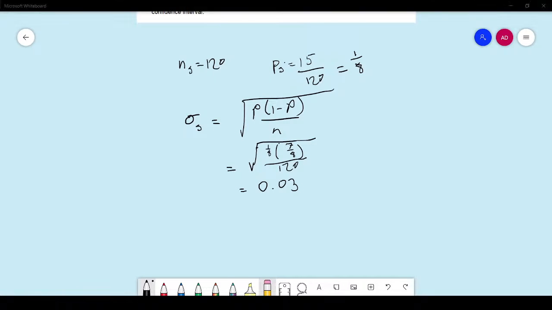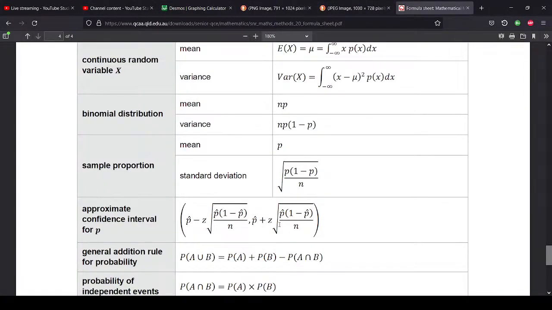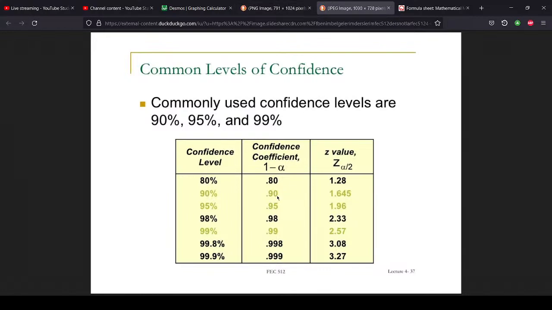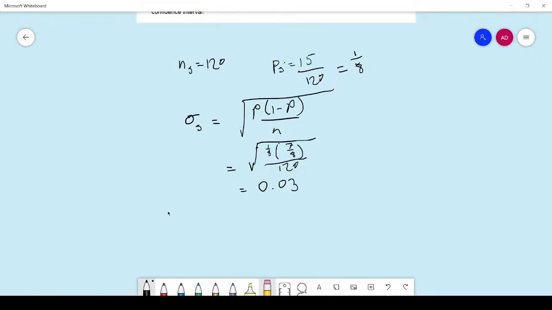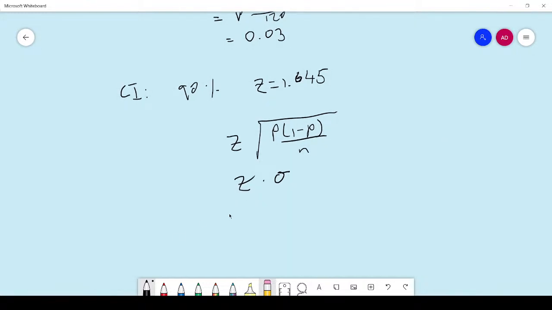Next part, because what we're working towards is this, I'll show you now, this formula here, the confidence interval. So we've just found this part, so now we just need this part here. In this case, the 90% confidence interval is 1.645. Right, so as it stands, for the confidence interval of 90%, Z from the table is 1.645. So using our formula, we recognize that this whole thing is the standard deviation. We've already found that. So if we sub in the values, we should have 1.645 times 0.03.